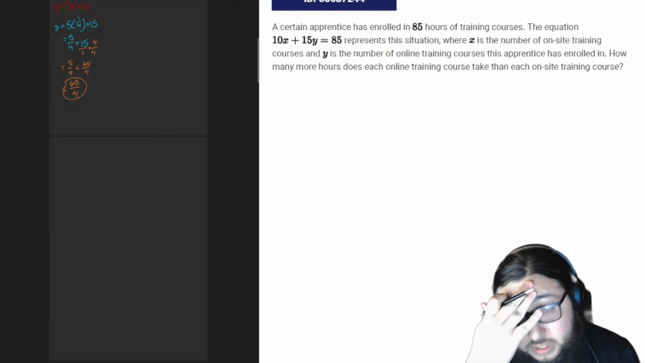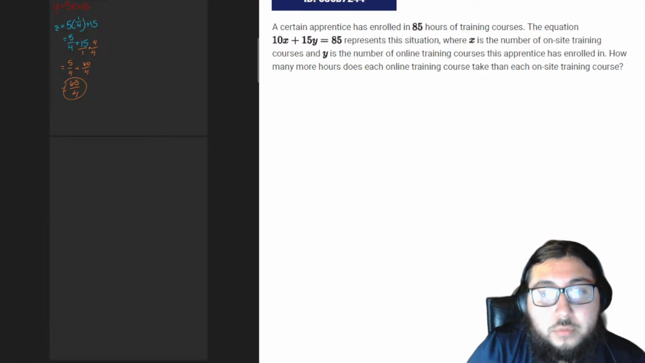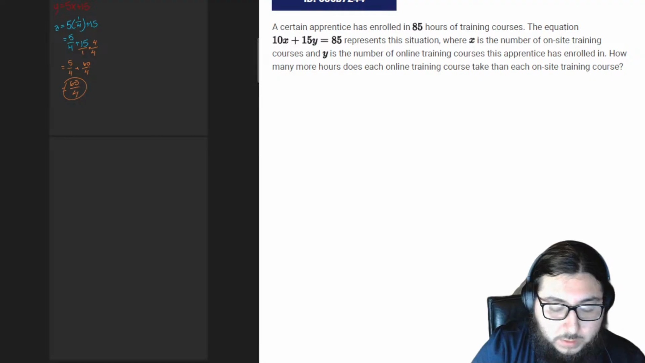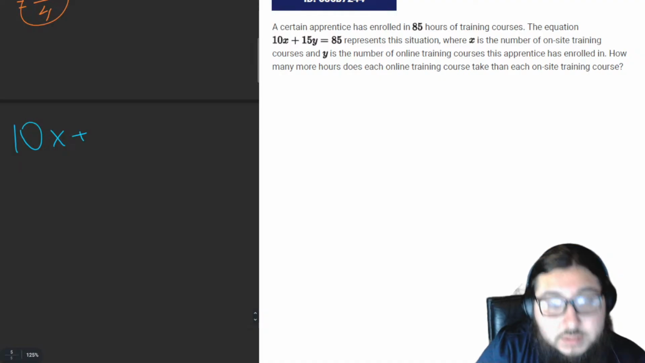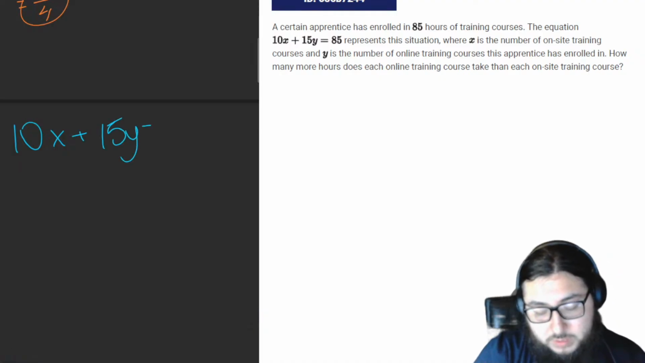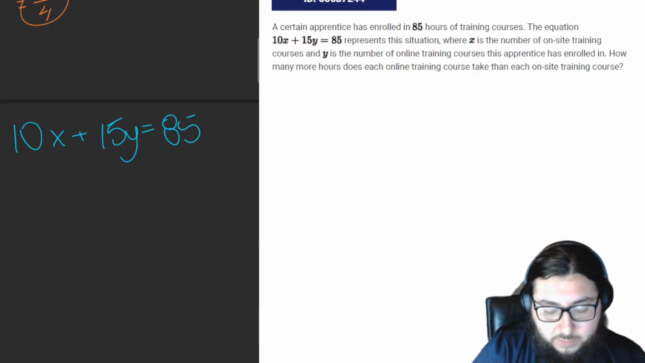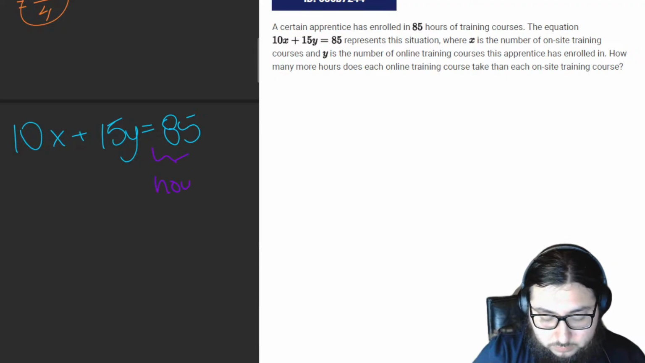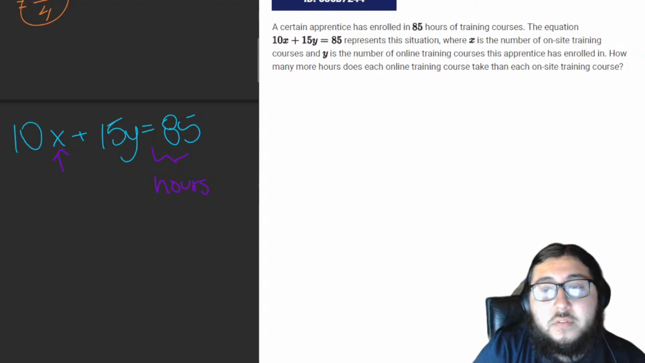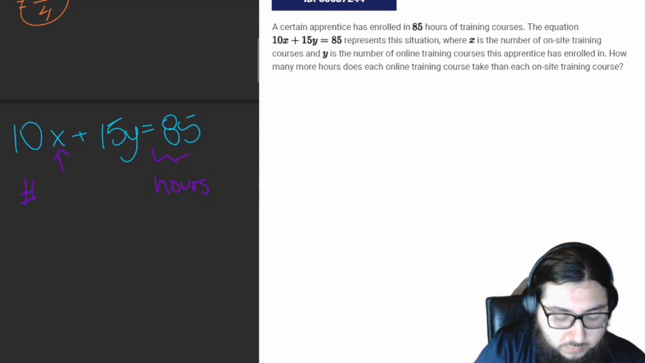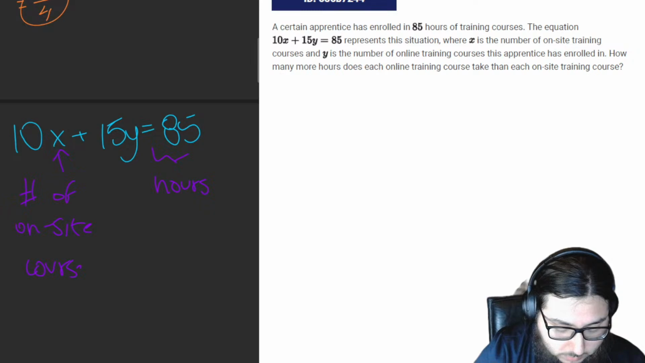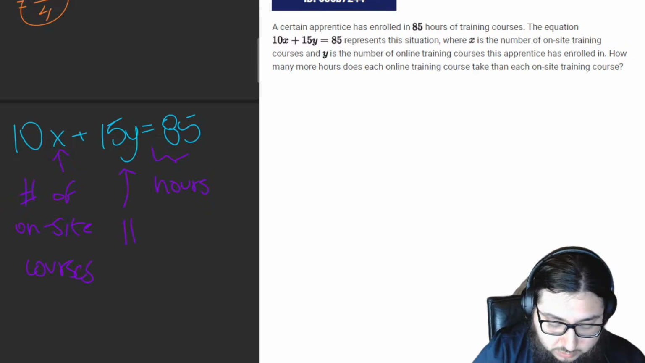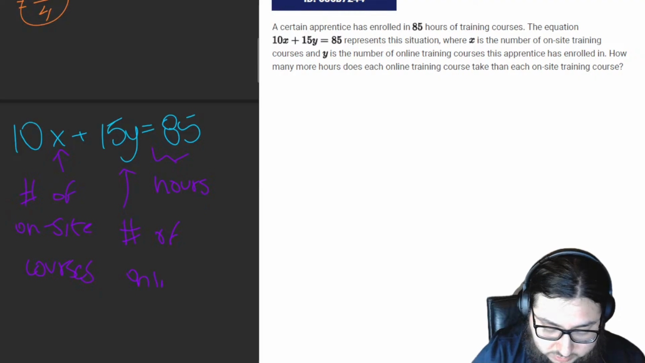So this requires a bit of interpretation. That 85 is the number of hours that the apprentice has enrolled in training courses, and therefore, let's write this out: 10 times x plus 15 times y is equal to 85. 85 has units of hours. x has units of, let's say, number of on-site courses. y has units of number of online courses.